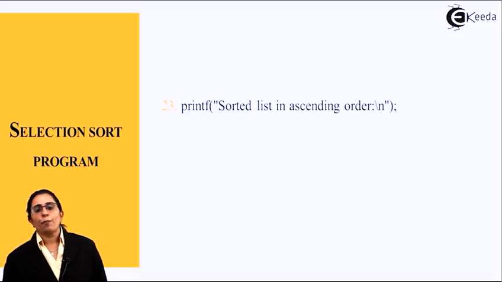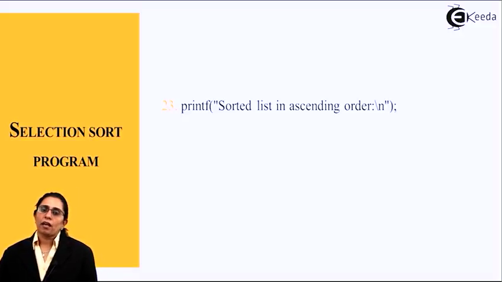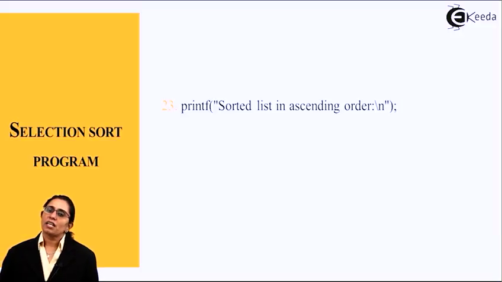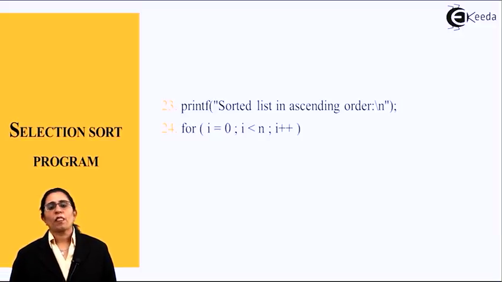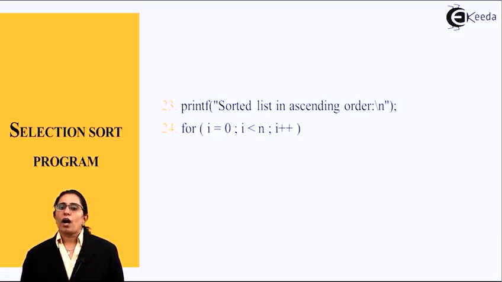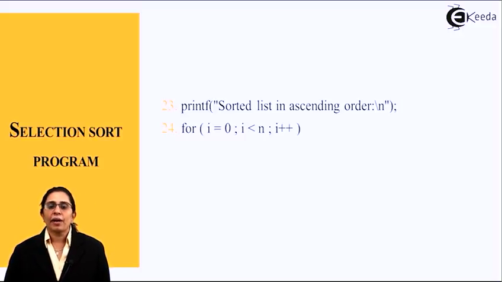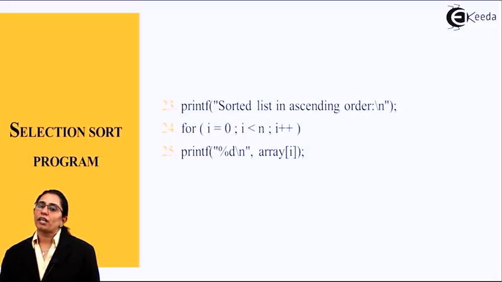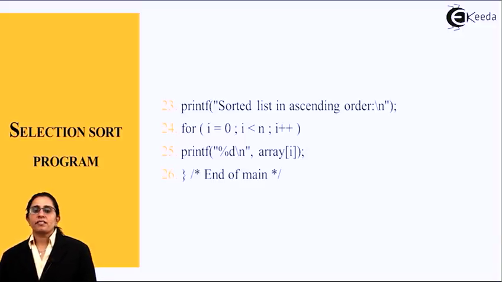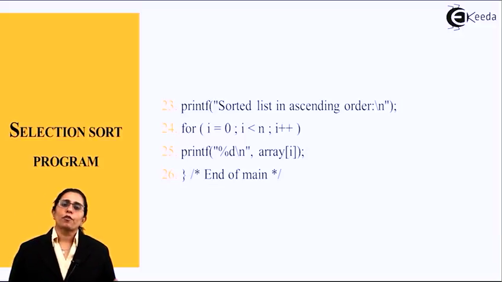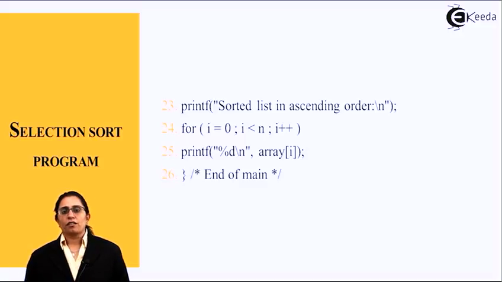So we give the printf statement and we say the sorted list is the ascending order. For i equal to 0 to i less than n, i plus plus, and I print the complete sorted array. And the next step is the end of the main statement. Here we have seen a simple small program of how we sort the small 5 elements in an array.